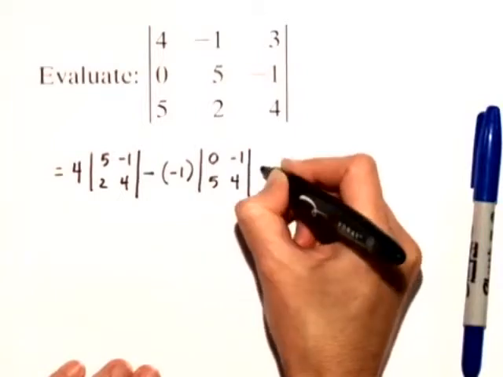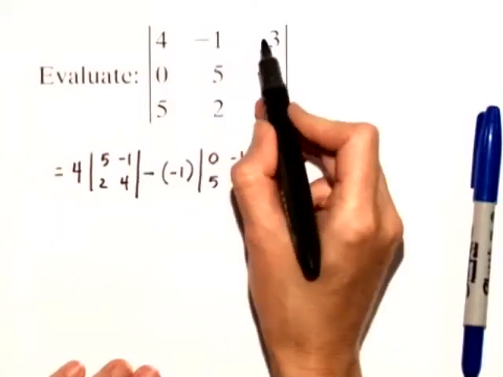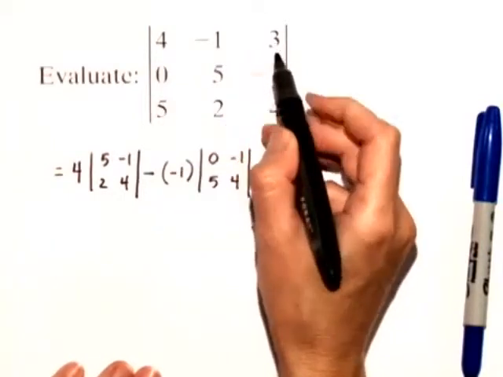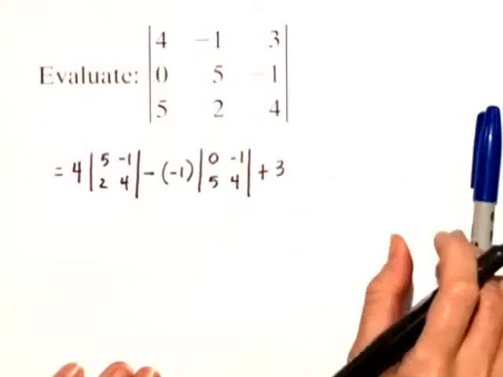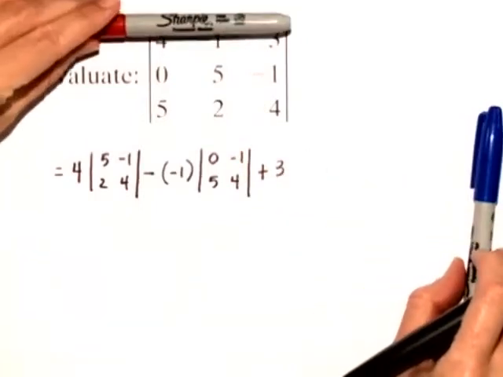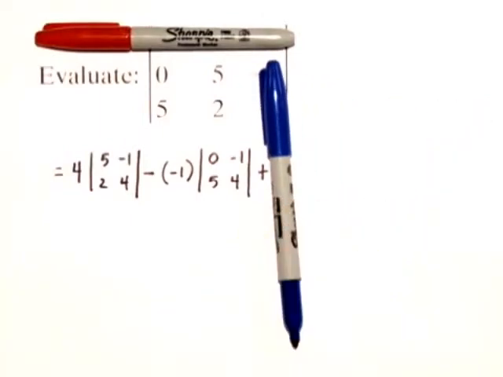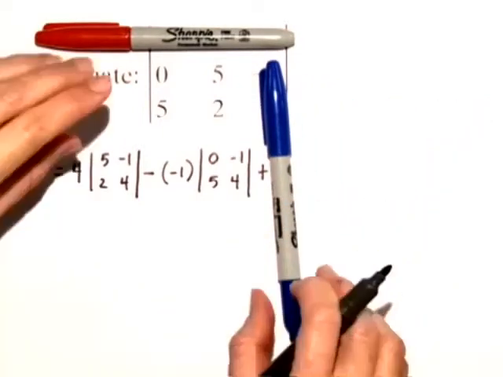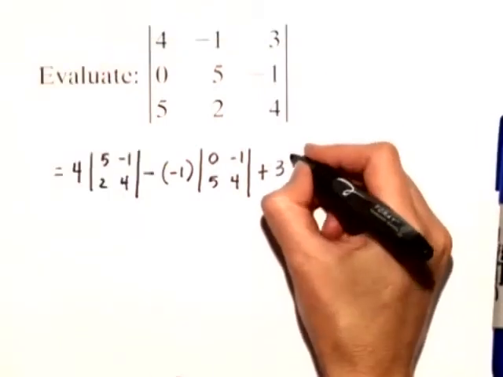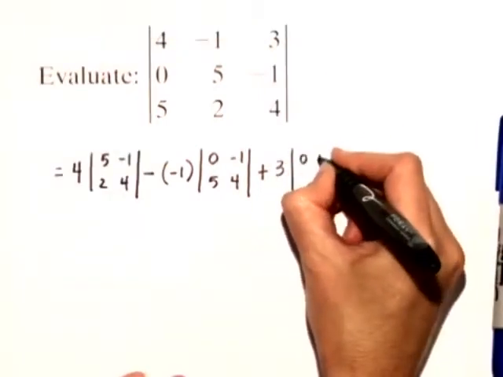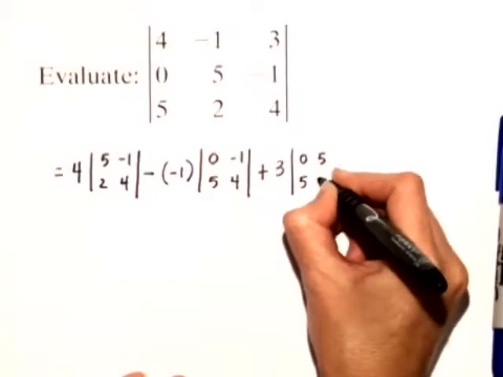Next, we write a plus sign, and we go to our third and final element in row 1, which is a 3. Again, we're going to expand across the minors, so we cross out that row and that column, and we can see that we just have 0, 5, 5, 2 left. So we write that inside the determinant.